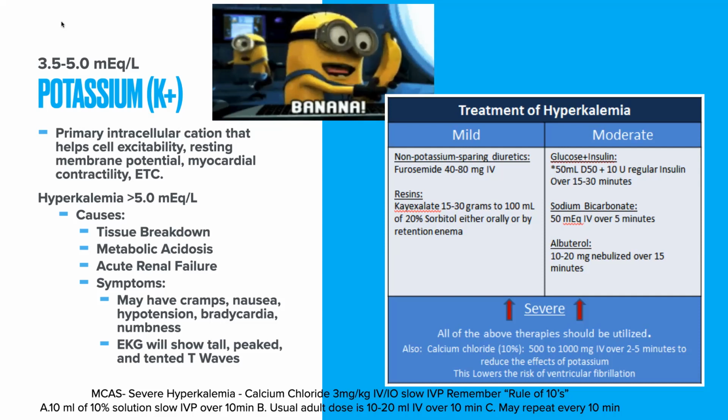So severe treatment is going to be all of the above. And then also that calcium chloride, we're going to be giving 50 to 1,000 milligrams IV over 2 to 5 minutes to reduce the effects of the potassium and lower the risk of ventricular fibrillation. So this is actually in our protocols for severe hyperkalemia. We can give calcium chloride 3 milligrams per kilo IV/IO, slow IV push, and we're remembering those rule of 10s: 10 milliliters of a 10% solution, slow IV push over 10 minutes. And then the usual adult dose is 10 to 20 over 10 minutes, and we can repeat it every 10 minutes.